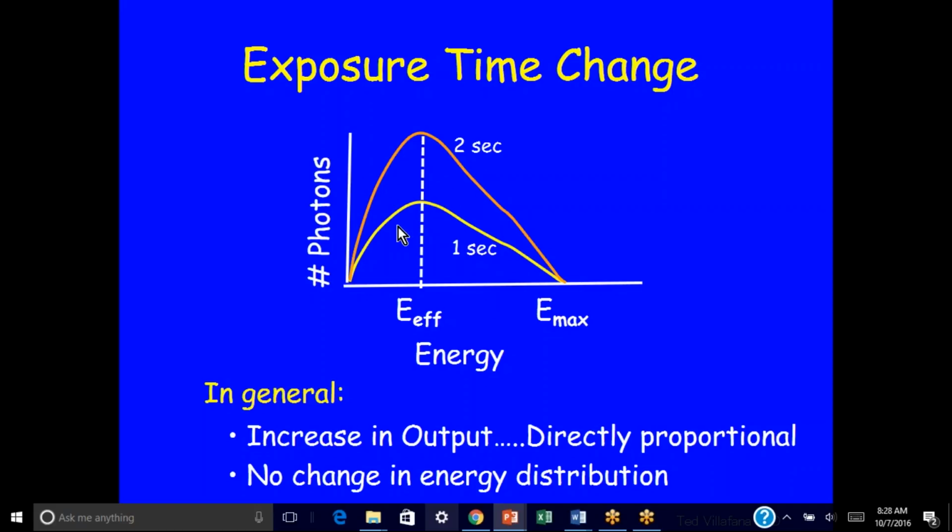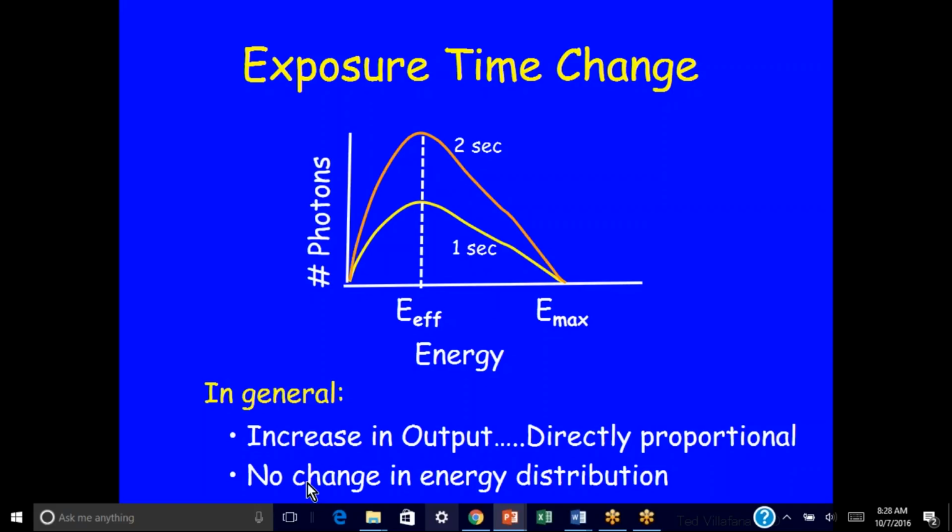But look at the general characteristics over here. Number one, notice that you get more output, and that more output is directly proportional. It turns out, and you should take this home with you, if you double the time, you double the amount of radiation that you've produced. You double the number of photons incident on the patient. That's observation number one, more output.